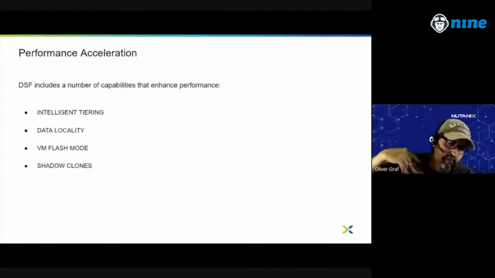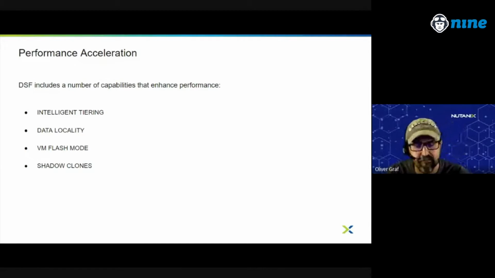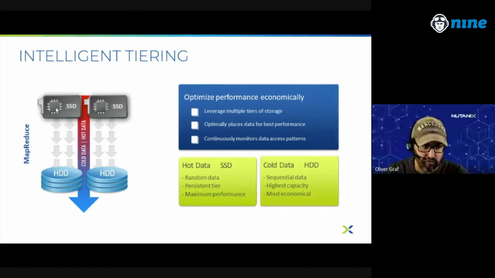Let's talk a bit about performance and acceleration. DSF also includes a number of capabilities that enhance performance. It has intelligent tiering, data locality, which is really important, VM flash mode, and shadow clones. So when we talk about intelligent tiering, this is only when you have hybrid systems, so NVMe SSD or SSD HDD. If you have full flash, there is no tiering because you have a full flash system.